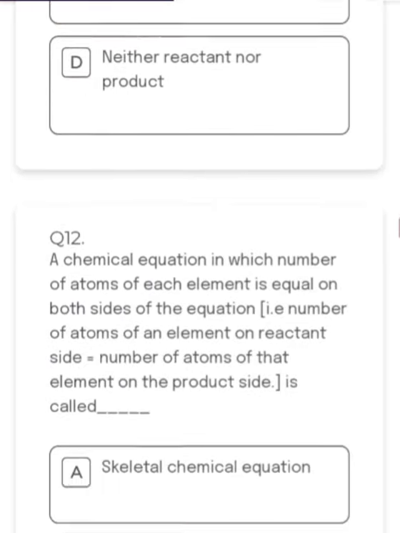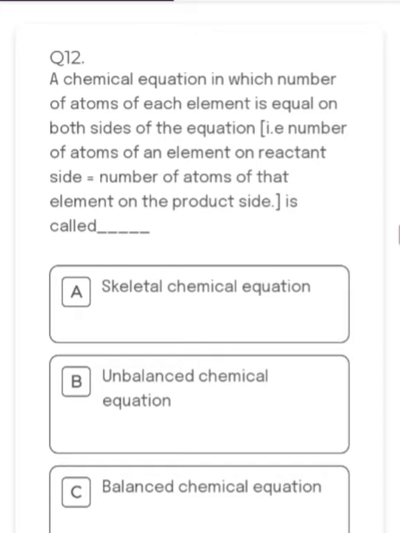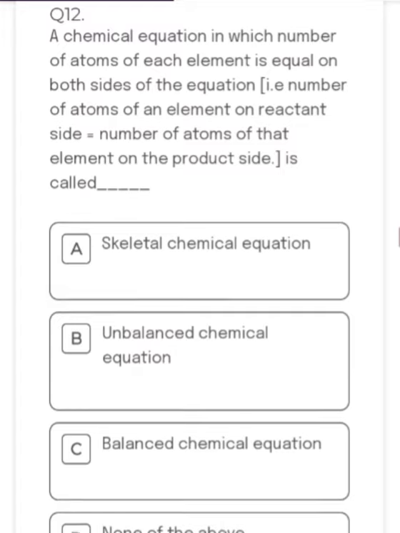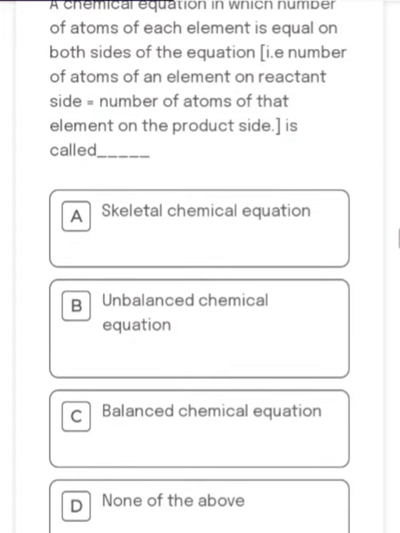Yes, next question, a chemical equation in which number of atoms of each element is equal on both the side of equation, that is number of atoms of an element on reactant side is equal to number of atoms of that element on the product side is called, yes, its correct option is option third, it is called a balanced chemical equation.